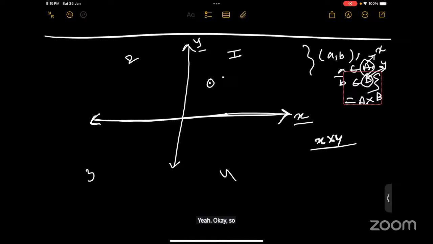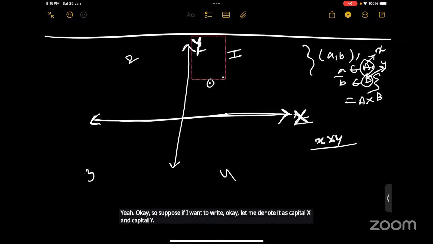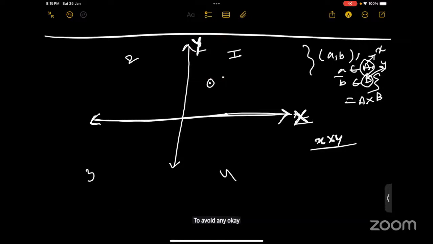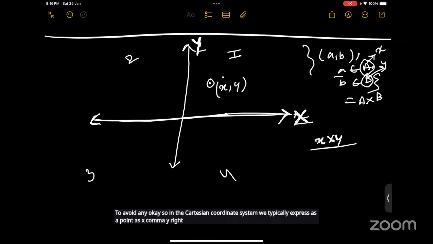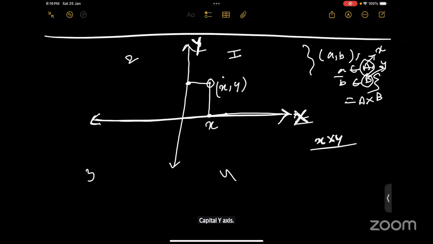Okay, let me denote it as capital X and capital Y to avoid any confusion. In the Cartesian coordinate system, we typically express a point as (x, y), where this x is an element of the capital X axis, and the second coordinate y is an element from the capital Y axis. Now, is it okay to relate this?